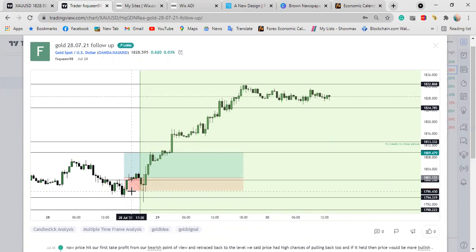the reversal or the rejection from the support, our low, and we're anticipating price to reach the next resistance as our first TP. And if price was able to break out from this area, we could have caught it all the way to the top. So we had a very tight stop loss around this area, which could have been the order block, as this was the last bearish candle before the reversal happened.